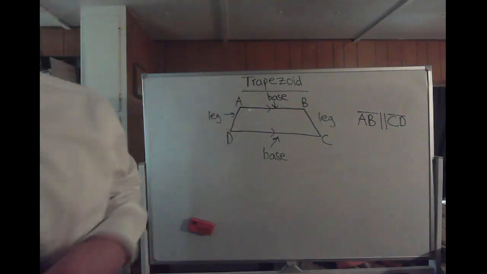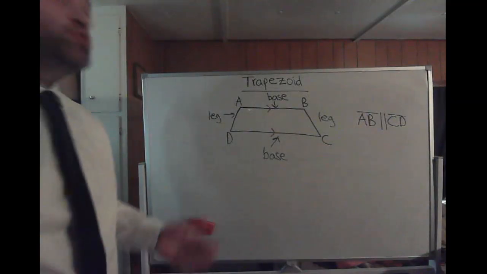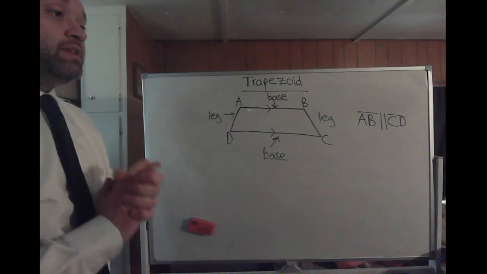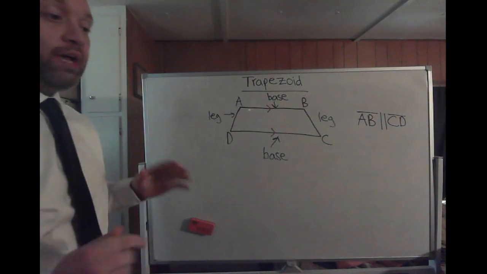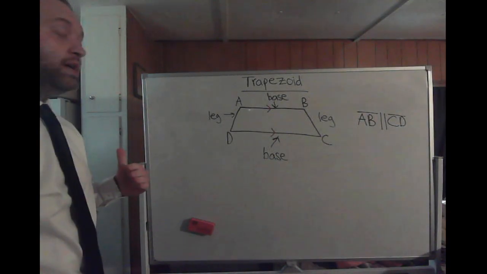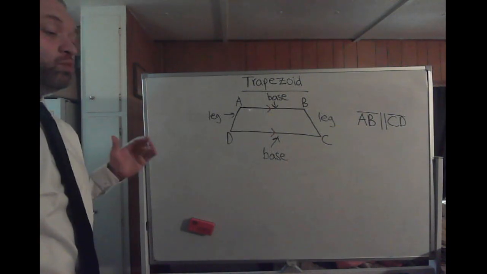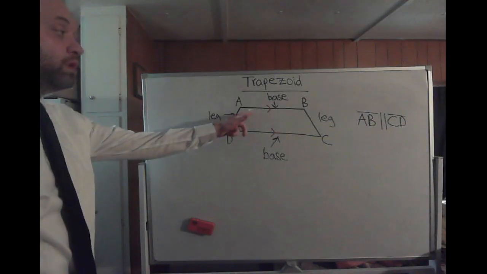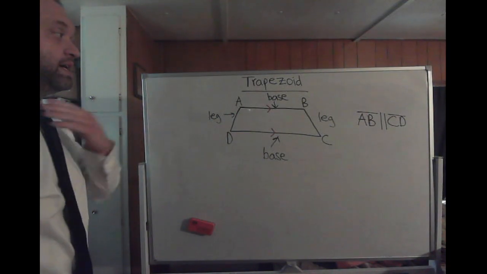So today we are going to talk about trapezoids. This is the last type of quadrilateral we're going to talk about. So what is a trapezoid? A trapezoid is a quadrilateral that has only one pair of parallel sides.